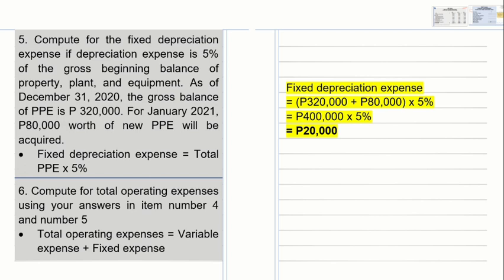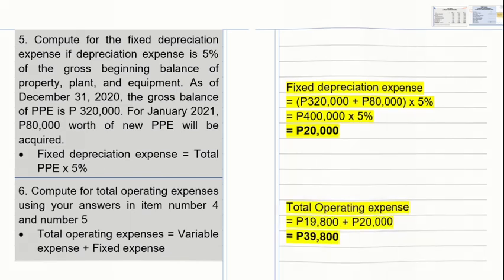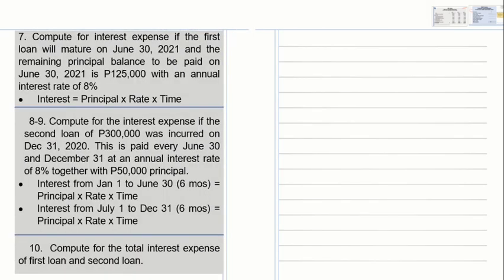Then, compute for total operating expenses. So, ang atong sa answers in item 4 and item 5, i-add na siya. So, 19,800 plus 20,000. Next is, we will compute our interest expense.